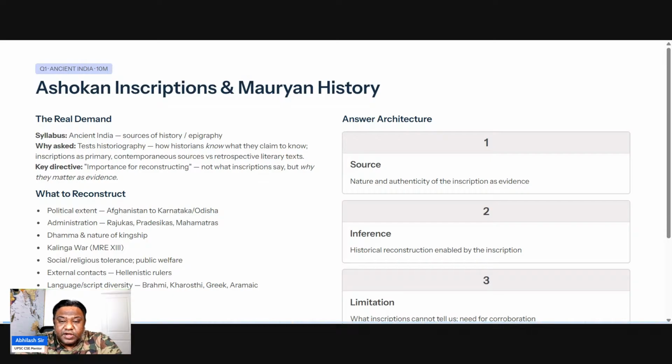Analyze the importance of Ashokan inscriptions for reconstructing Mauryan history. So the first keyword is like the demand is saying analyze. Analyze is we have to analyze, and what we have to analyze is the importance of Ashokan inscriptions. जब हम मौर्यन हिस्ट्री को देखते हैं उसमें अशोकन इंस्क्रिप्शन का क्या इम्पोर्टेंस. Mauryan history is not just about Ashoka. It has multiple dynasty rulers in it.